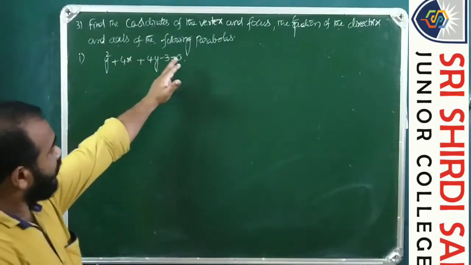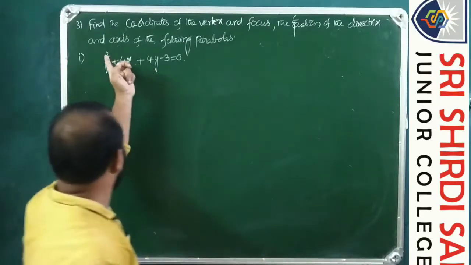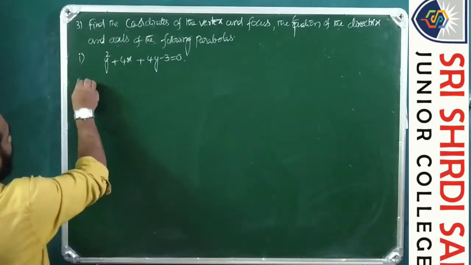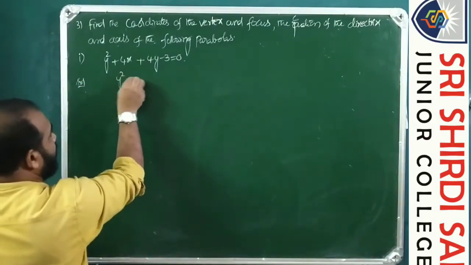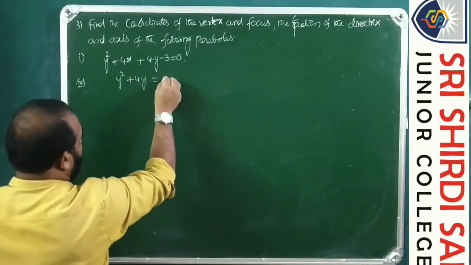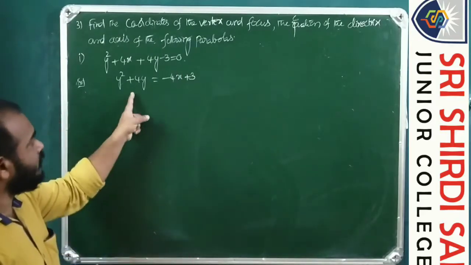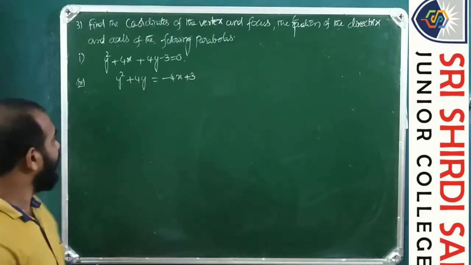Find the coordinates of the vertex, focus and the equation of the directrix and the axis of the following parabolas. So this is y square plus 4y is equal to minus 4x plus 3. Keep all y terms on one side and the constant and x on the other side.